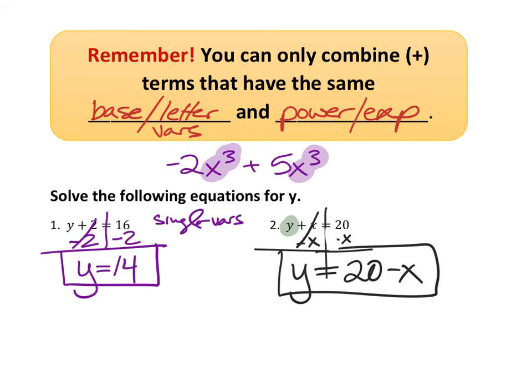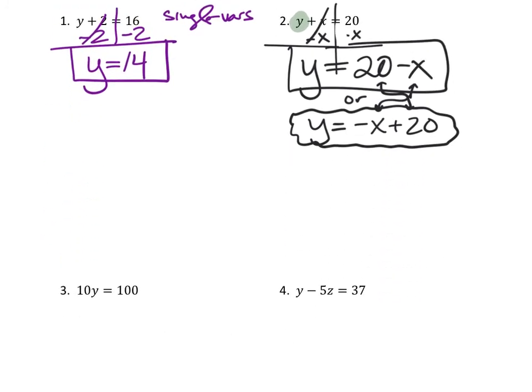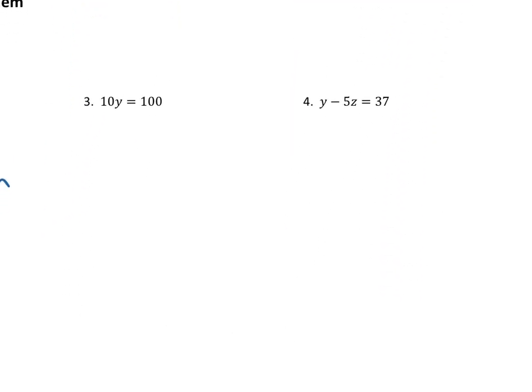Totally fine. By the way, you may also write this in mx plus b form and switch those around. That's also an acceptable way to write your answer, because I still have a negative x and I still have a positive 20. So let's see you try. On number 3 and 4, I want you to identify if they're literal equations or single variable equations, and then solve it appropriately.